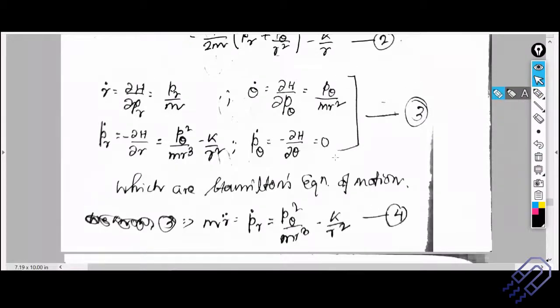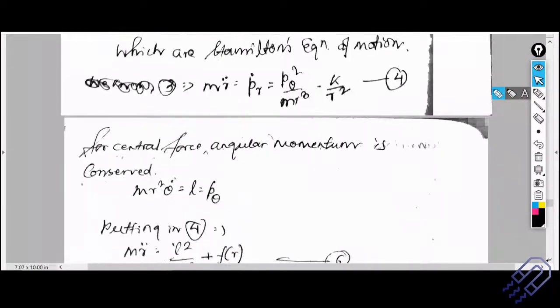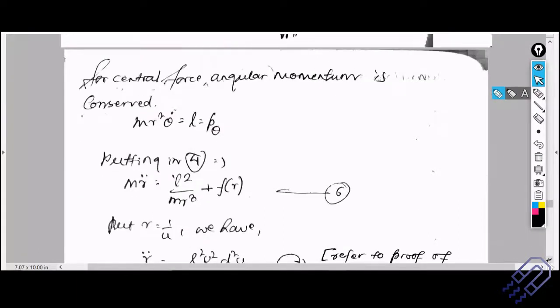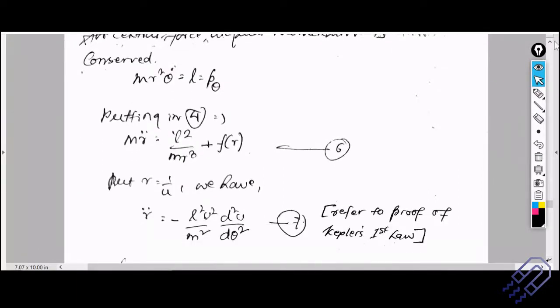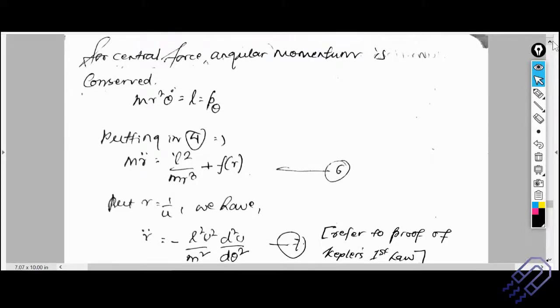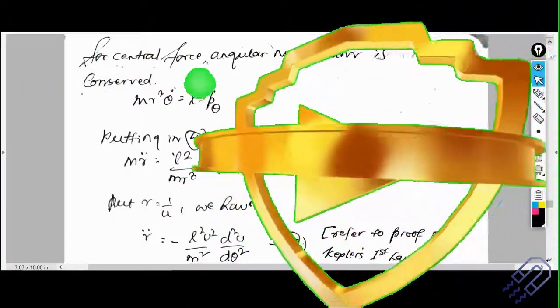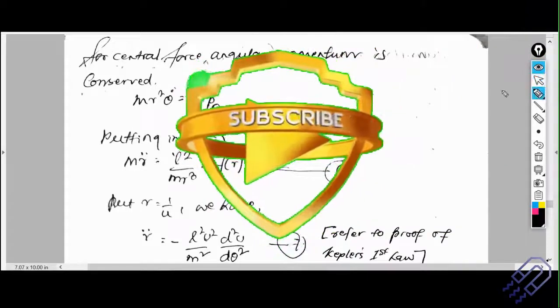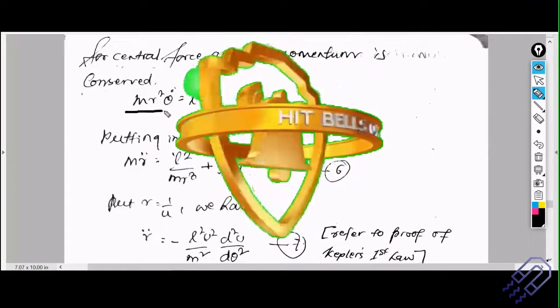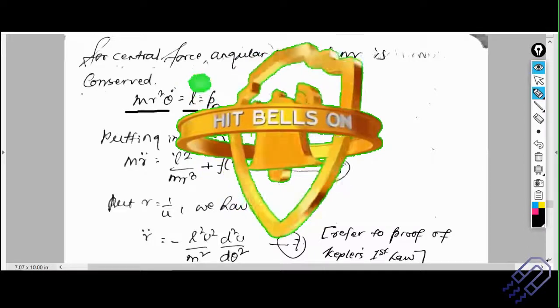The next step is for the central force problem, which we will consider, because we have to write it in the form of an equation and show that this is the equation of an ellipse. If we consider the central force problem, we know that the angular momentum is conserved. So m r squared theta dot is L, which is p theta.